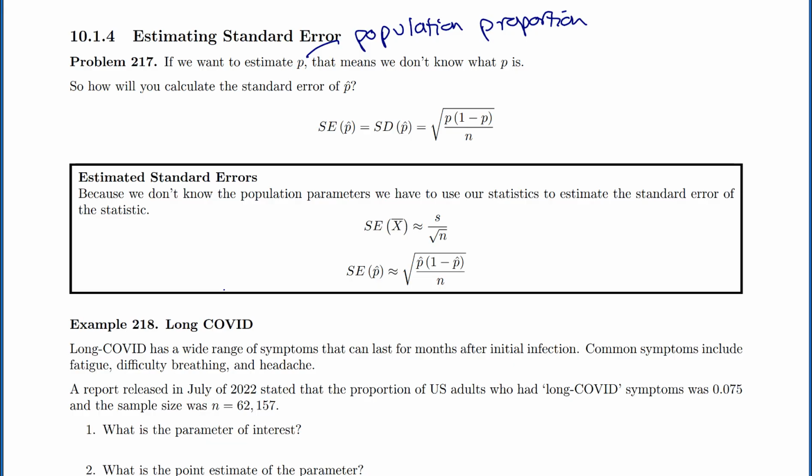So what we have to do is, because we don't know that population parameter, we have to use our statistics to estimate the standard error of the statistic. Okay, we're kind of getting stuck in a loop here. So the standard error of our sample mean is supposed to be sigma over the square root of n, but we don't know what sigma is, this population standard deviation, so we'll estimate it with our sample standard deviation. And for the standard error of P hat, we don't know what P is, so we're going to use the square root of P hat times 1 minus P hat over n. We'll use our sample proportions instead of our population proportions.